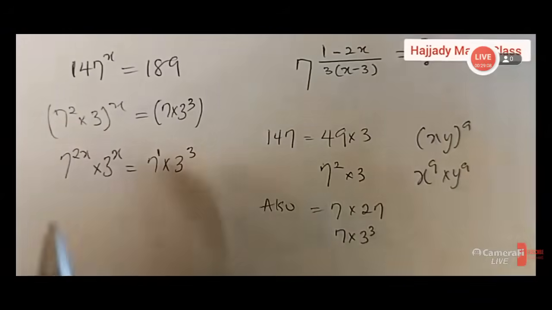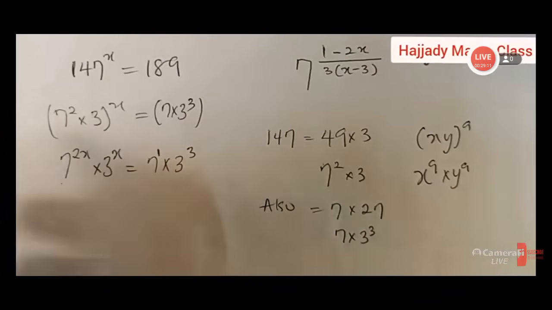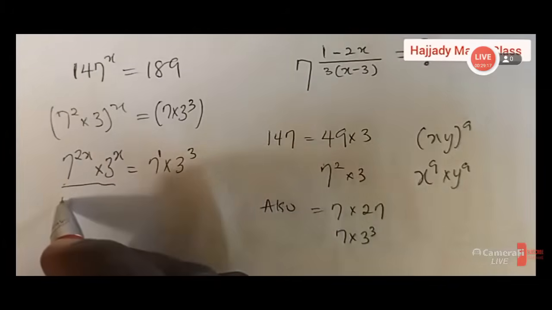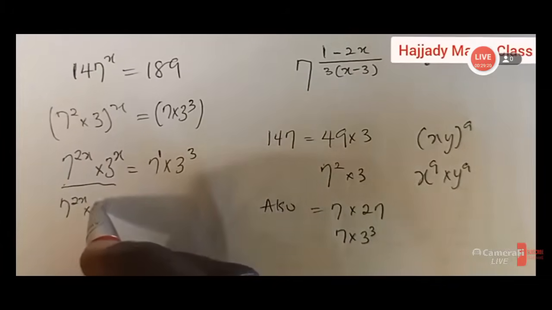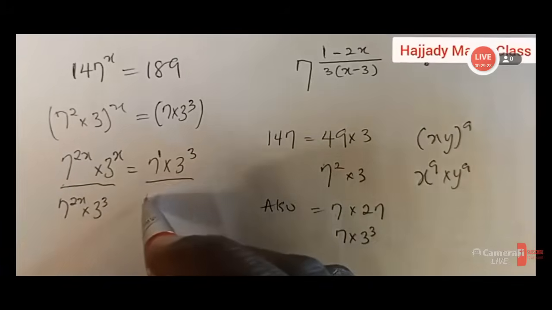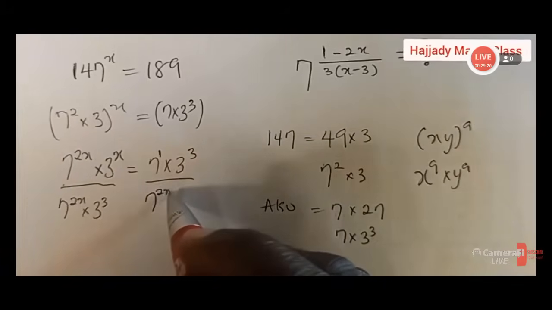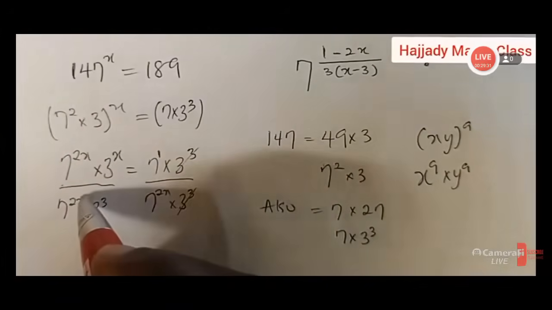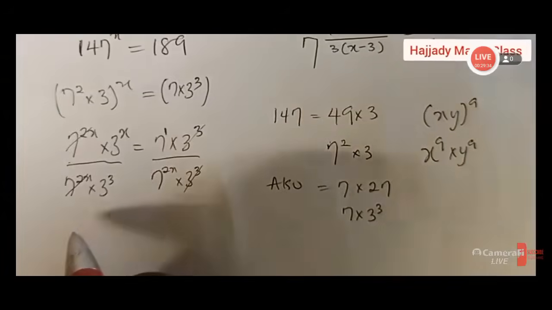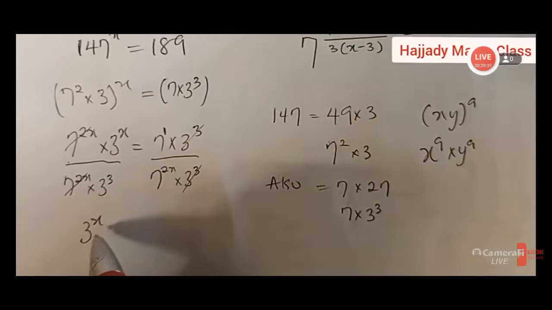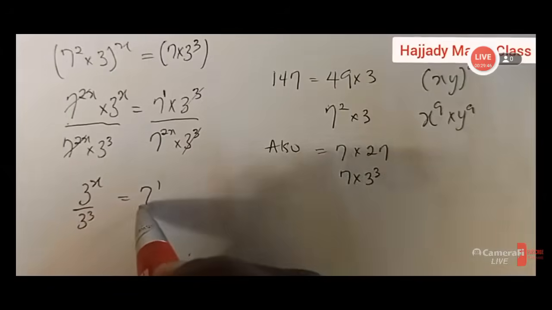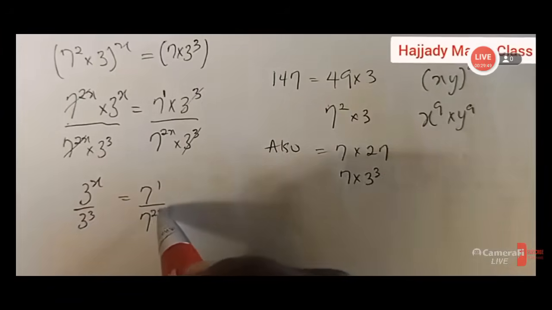Now we intend to make the 7s to be on one side and the 3s to be on the other side. So we can do that by dividing both sides by 7 raised to power 2x multiplied by 3 raised to power 3. So this can possibly cancel out. Also, this can cancel out. So at the left hand side, we are having 3 raised to power x divided by 3 raised to power 3, equal to 7 raised to power 1 divided by 7 raised to power 2x.